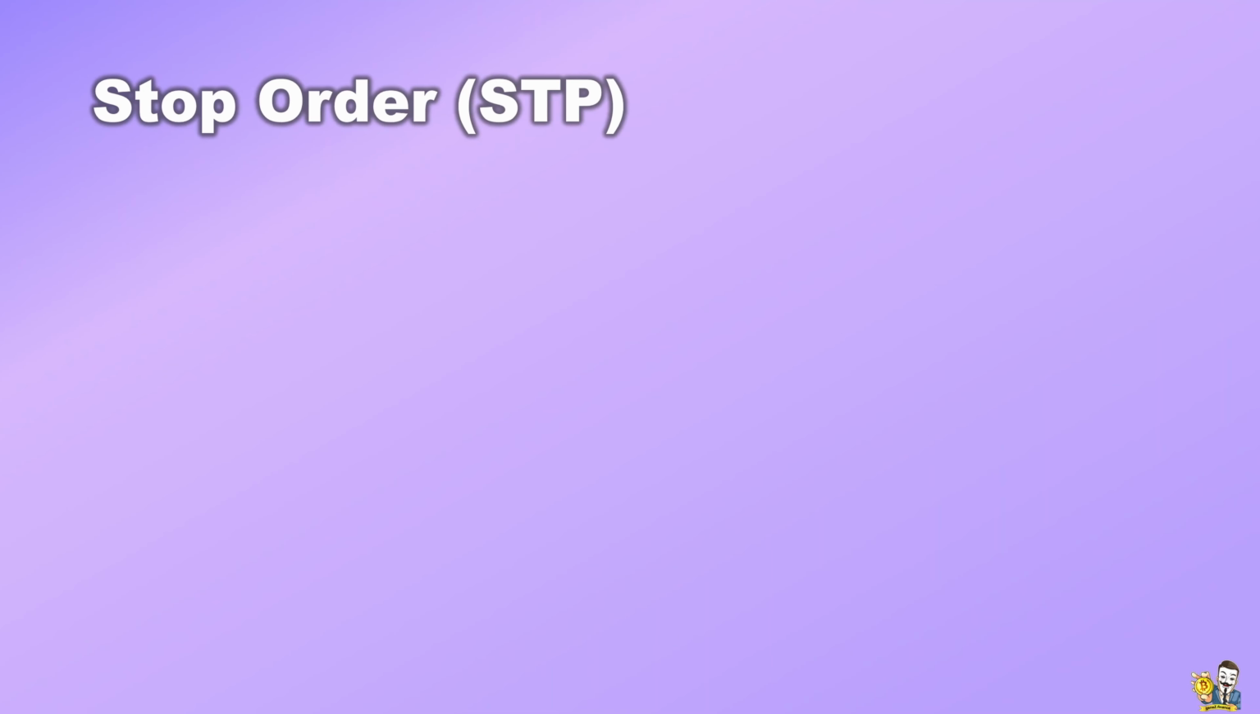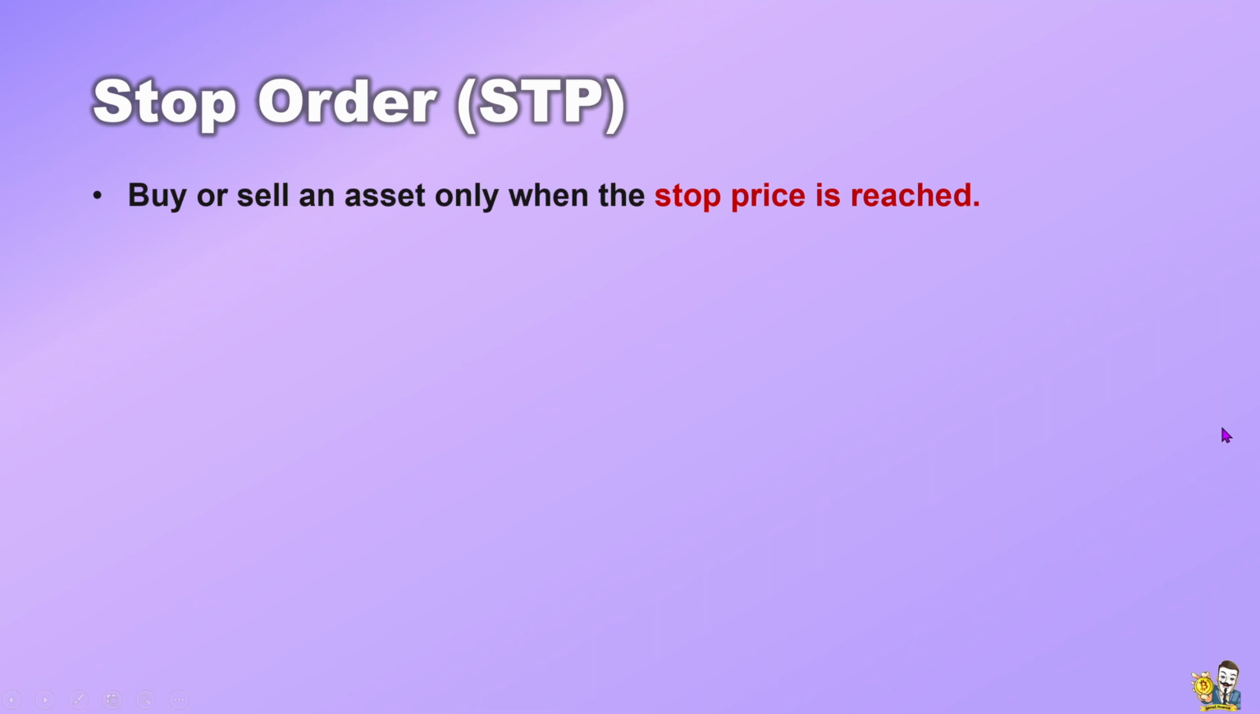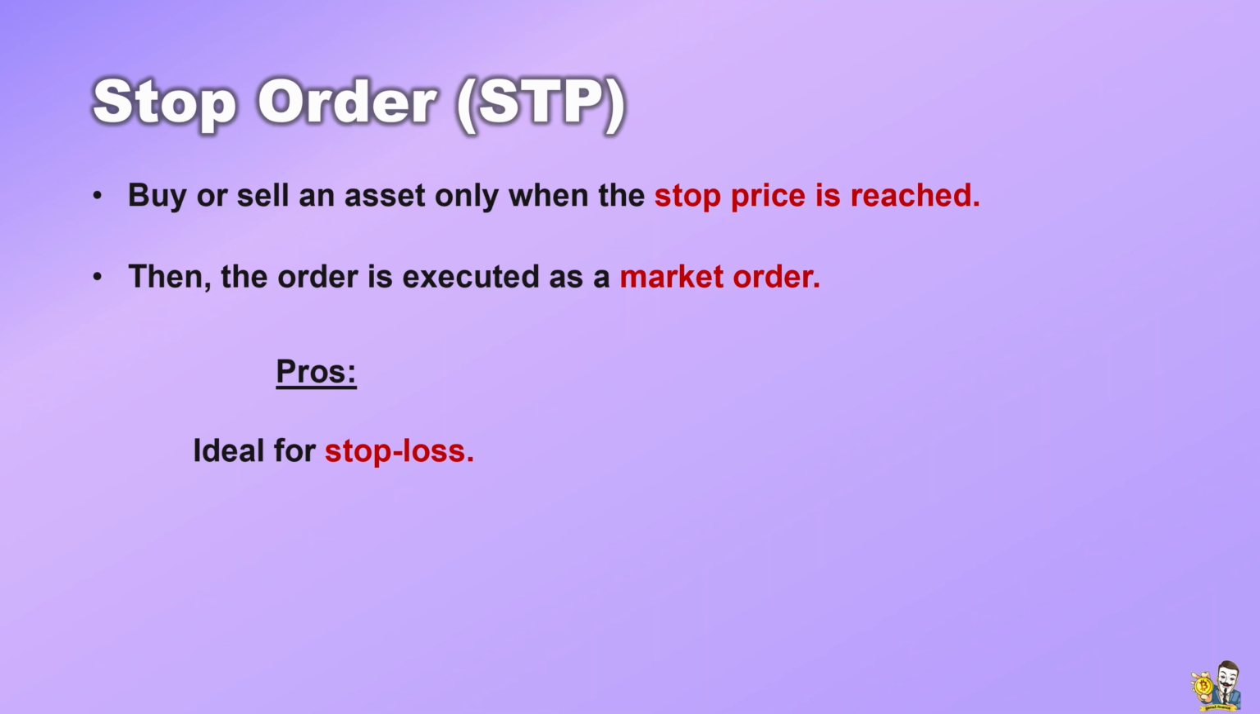Now let's move on to another essential order type, the stop order. It's designed to buy or sell an asset only when the stop price is reached. Once that happens, the order is executed as a market order. As for the pros, it's a great tool for setting stop losses and protecting your capital. However, one of the main drawbacks is the potential slippage that can occur after the stop price is reached, since the order becomes a market order.